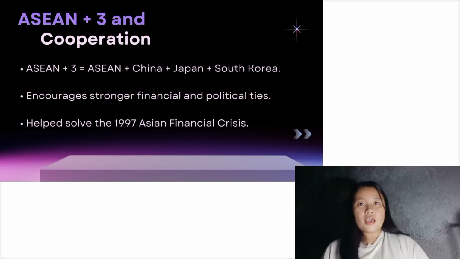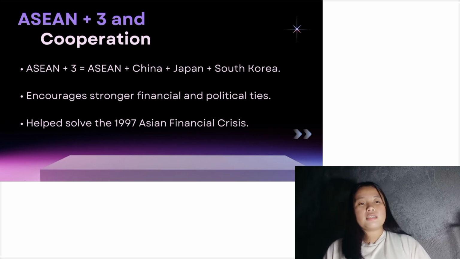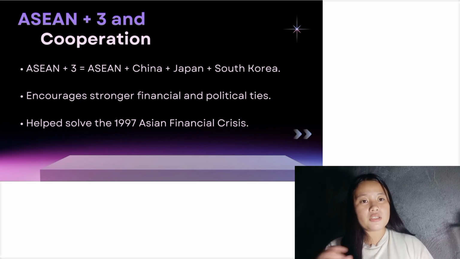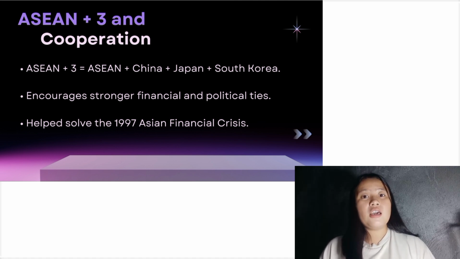as community. The ASEAN Plus Three: ASEAN plus three more countries like Japan, China, and South Korea. It helps these countries have stronger money and political connection. It helped fix the money problems in Asia back in 1997.